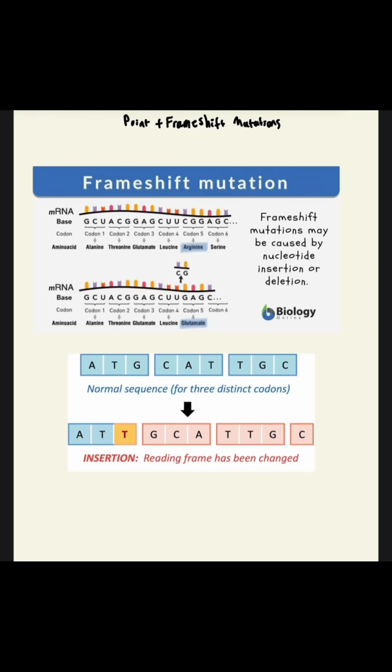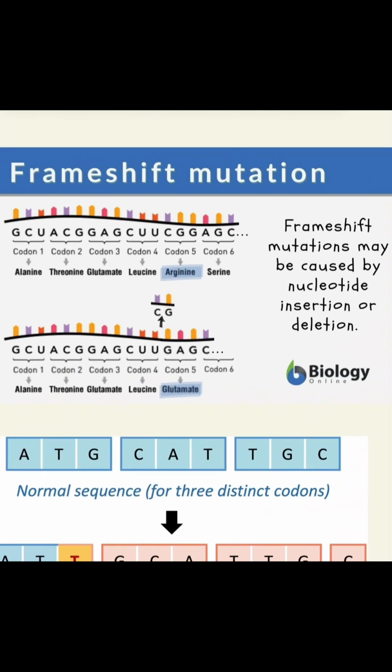Point and frameshift mutations. Okay, so let's start off by looking at some different types of frameshift mutations. A frameshift mutation involves the addition or deletion of nucleotides.